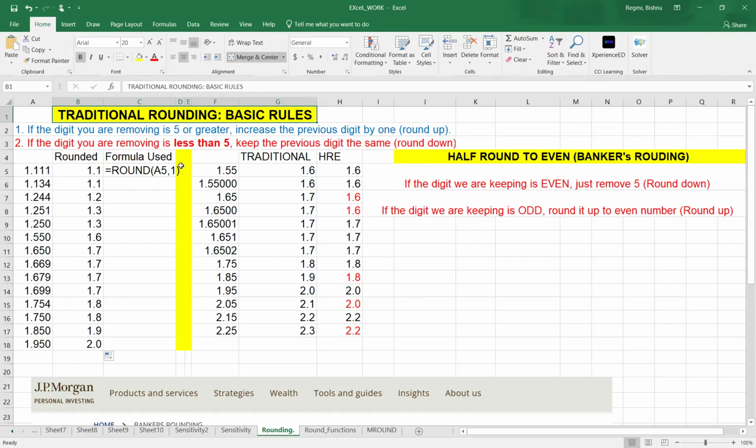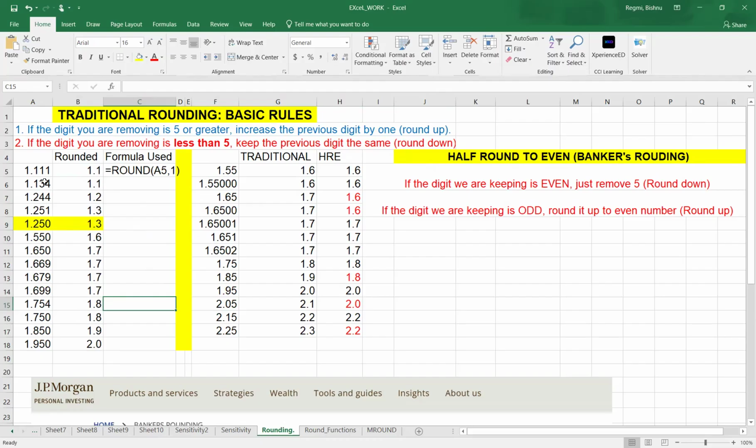And the basic rule for that is, if the digit you are removing is 5 or greater, you increase the previous digit by 1, which is also called round off. For example, in this case, 1.250, the digit we are removing is 5 and the digit we are retaining is 2. So the rounded value will be 1.3, round off.